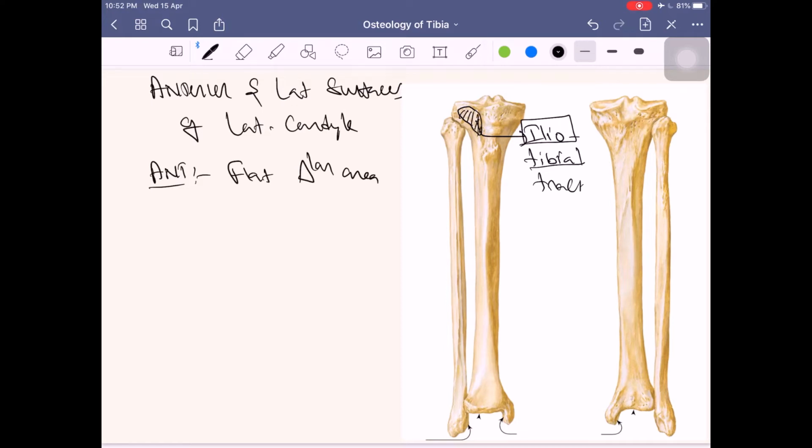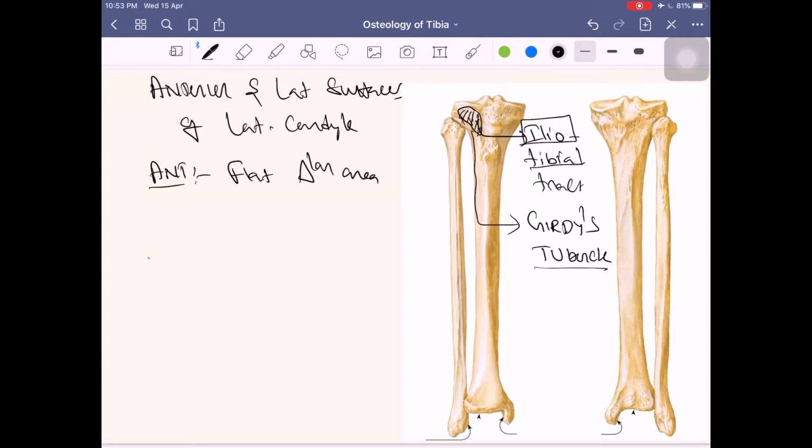Now this area is a little elevated, so it is also called a tubercle. It is also called Gerdy's tubercle. So Gerdy's tubercle is a flat triangular facet present on the anterior surface of the lateral condyle of the tibia, and it allows the lower attachment of the iliotibial tract. So that is about your anterior surface.